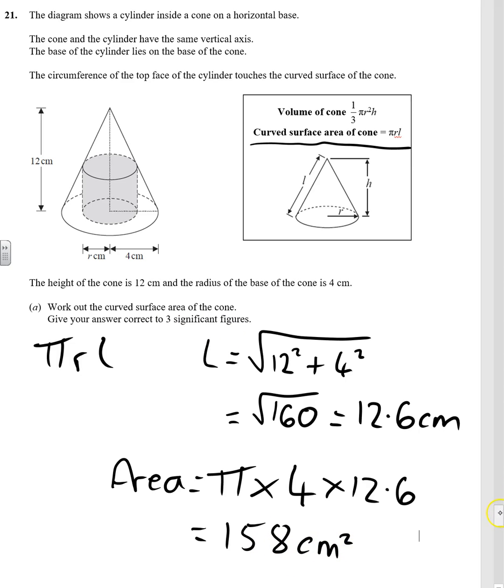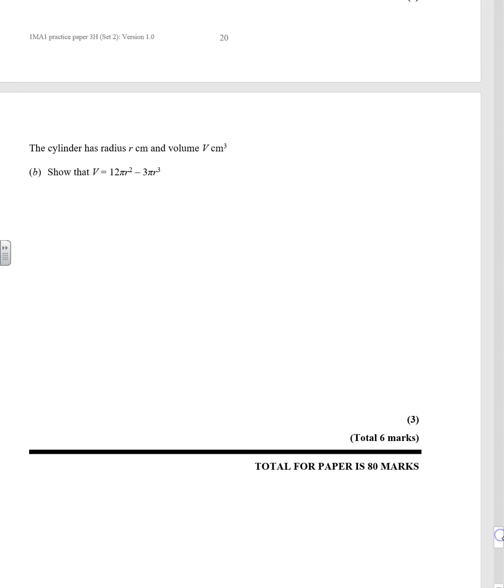Now part B, what we're after: the cylinder has radius r and volume v. Show that v... Right, so we need to work out the volume of the cylinder, but we haven't got any of the dimensions. But if we take our right angle triangle, we know that's 12, we know that's 4, and our cylinder sits in it like that, with that dimension being r.